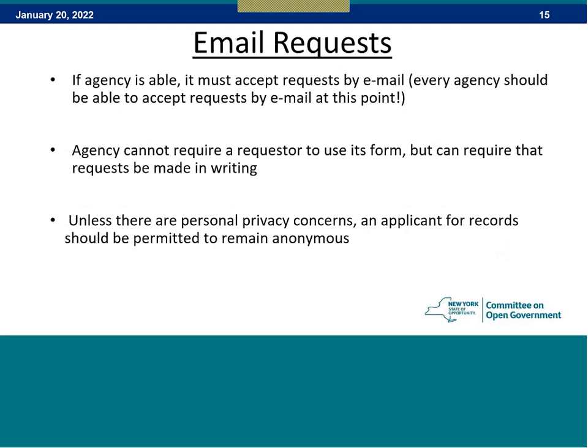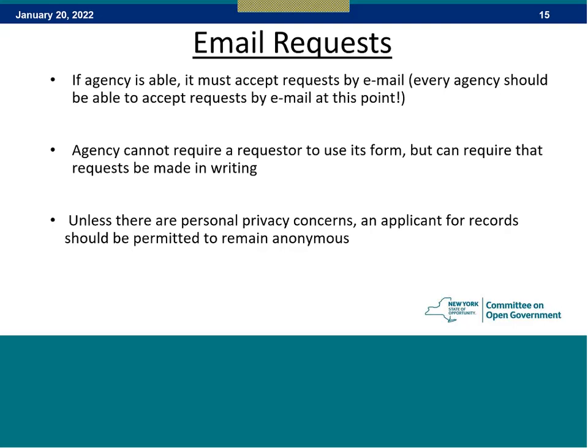An agency cannot require a requester to use its own form. An agency can require that the request be made in writing, but it cannot require that the requester use its own form. So if an agency receives a Freedom of Information Law request in writing, whether it's by email or by mail or by somebody showing up in the office and dropping off a letter, whatever it may be, if they've put their request in writing, they've done their job. The agency cannot bounce your request back and say, fill out this form first.